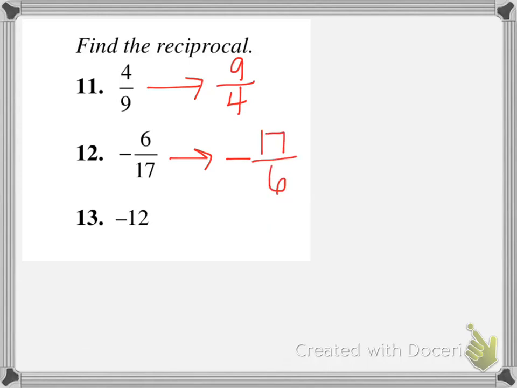Now, what's the reciprocal if it's not in fraction form? Well, you can take any integer and make it a fraction just by putting it over 1. Now I can write the reciprocal. It would be negative 1/12. Reciprocals are going to come in because when you're dividing by fractions, we actually multiply by the reciprocal. So we need to make sure we know what those are.